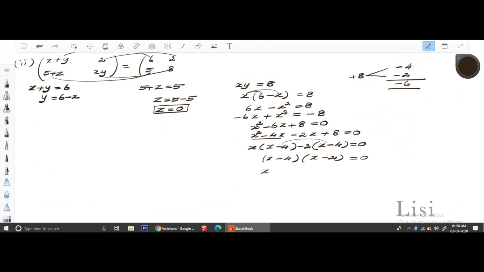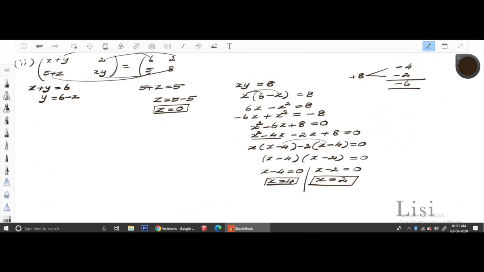That means either x minus 4 will be equal to 0 or x minus 2 will be equal to 0, right? So minus x, when it goes to the other side becomes plus. Minus 4, when it goes to the other side, becomes plus 4. So x is equal to 4, and here x is equal to, when this 2 goes to the other side, you'll get plus 2, right? So your x values, you are having two values, 4 and 2.